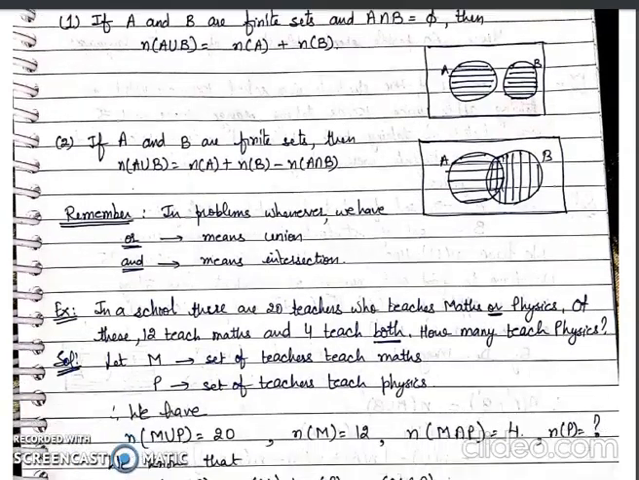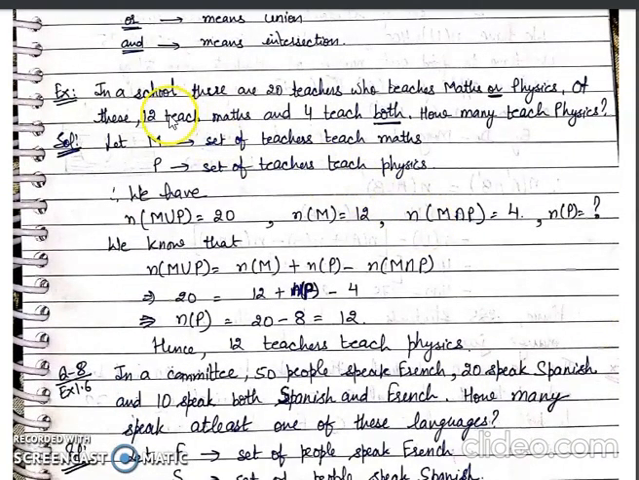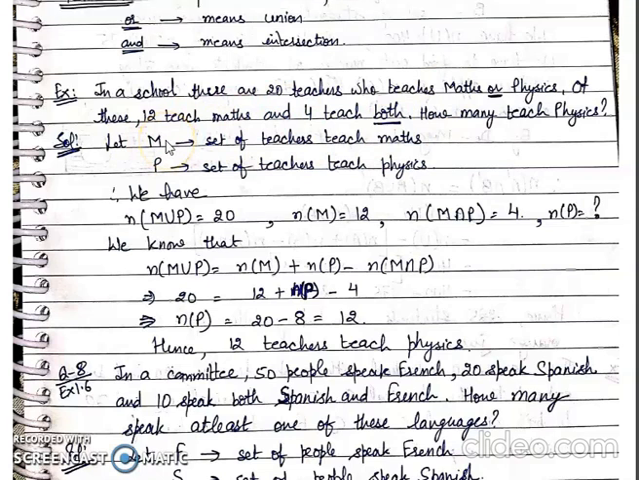So come to the example. In a school there are 20 teachers who teach math or physics. Of these, 12 teach math and 4 teach both. How many teach physics? So we have to find the number of teachers who teach physics. If we denote M as the set of teachers who teach math, because math starts with M, we can give any name to the set, but for convenience M stands for math and P stands for physics. So P is the set of teachers who teach physics.